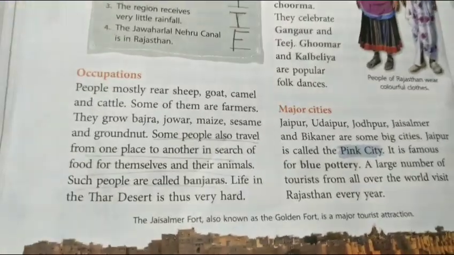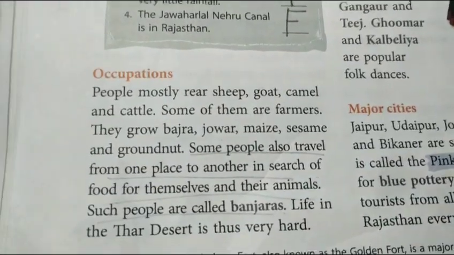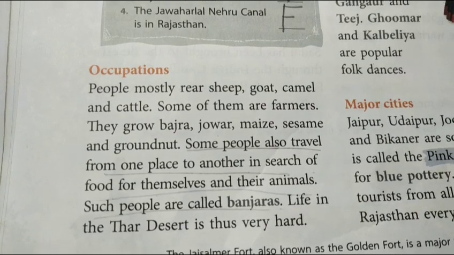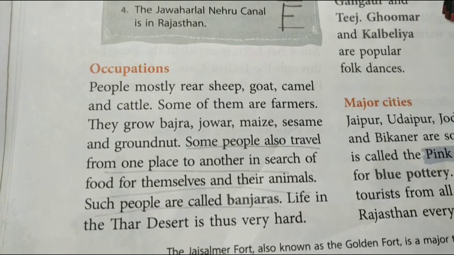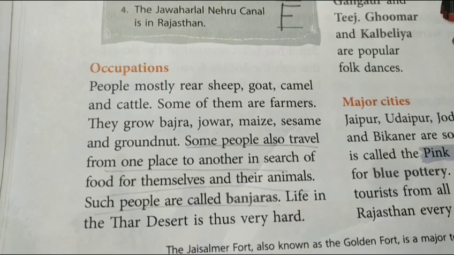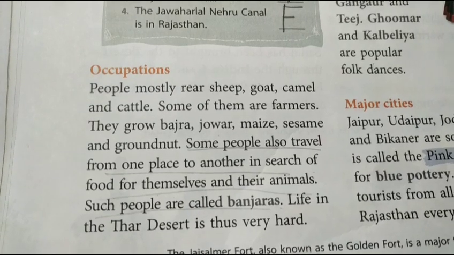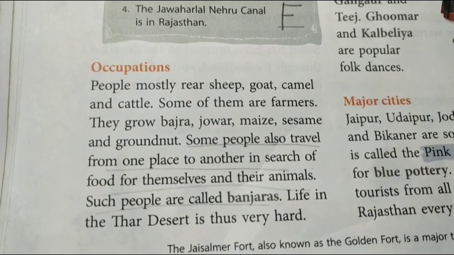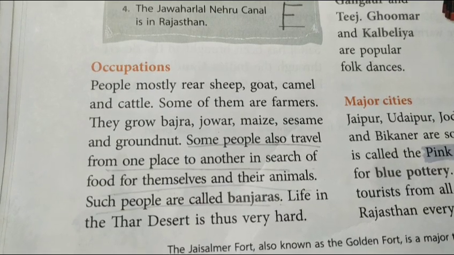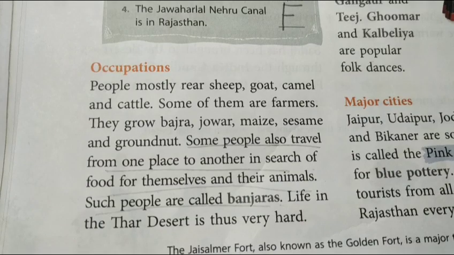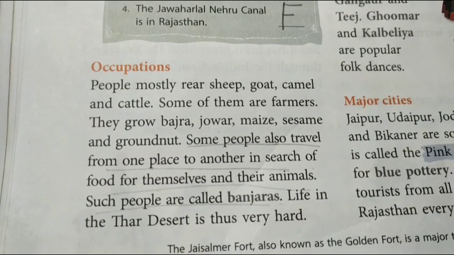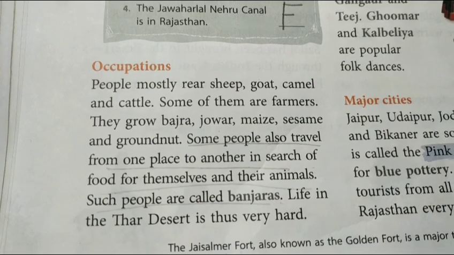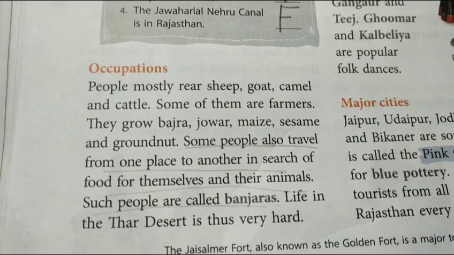Now we will come to the occupation in that area. People mostly rear sheep. They do sheep rearing, goat, camel and cattle. Some of them are farmers. They grow bajra, jowar, maize, sesame seeds, coconut and groundnut. Some people also travel from one place to another in search of food for themselves and their family, and for their animals also. Such people are called banjaras.